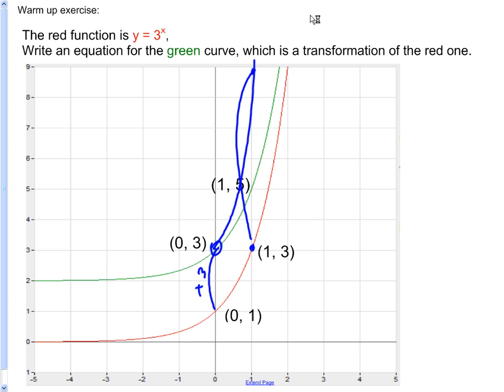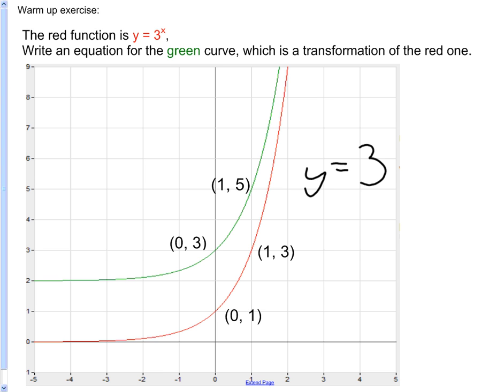All right, so bottom line is we now know that it is y equals 3 to the x, but then I have to somehow signify that it moved up 2. Where do I put that 2? On the outside. That's up 2. What if I'd put it here? What would that mean? That would have been left 2.